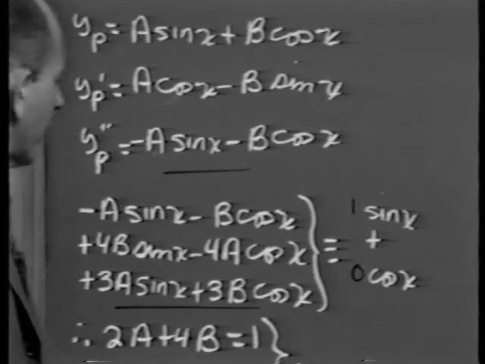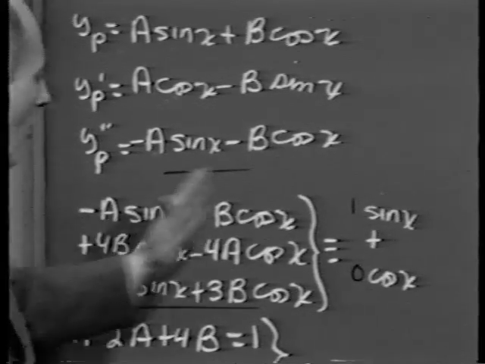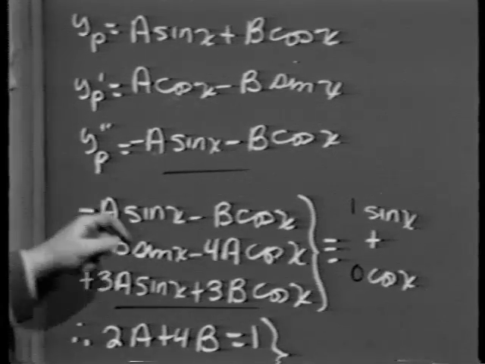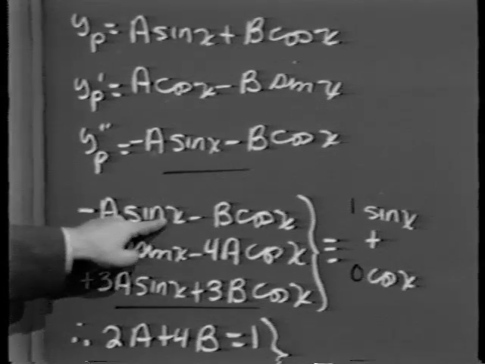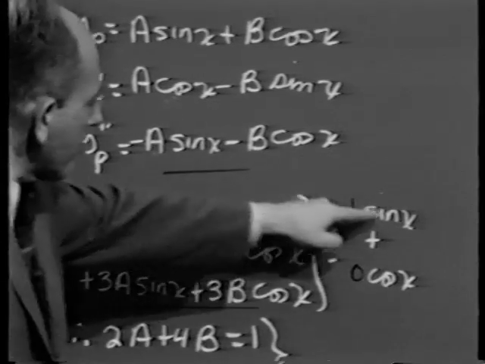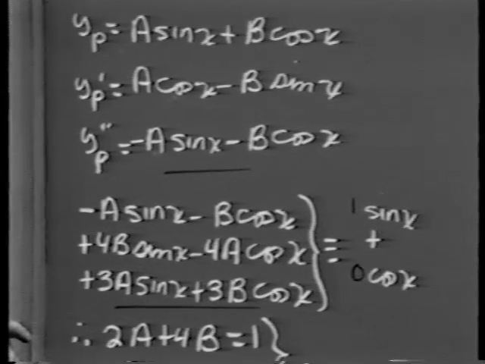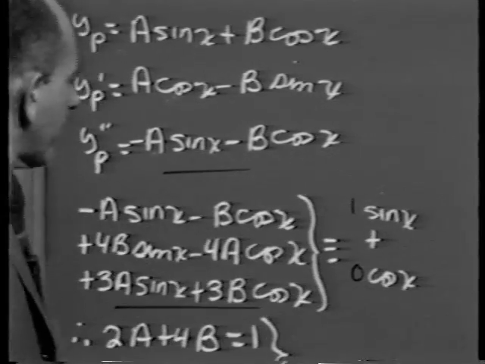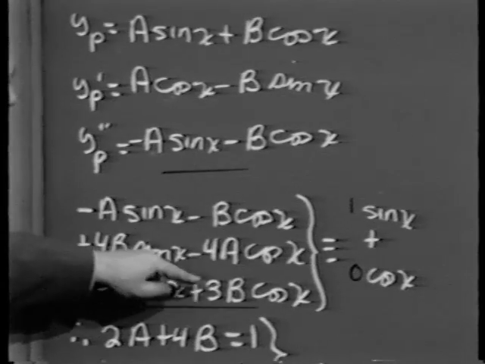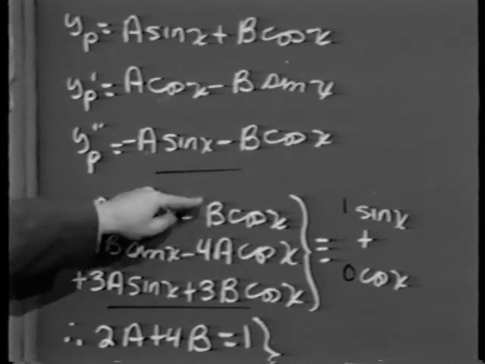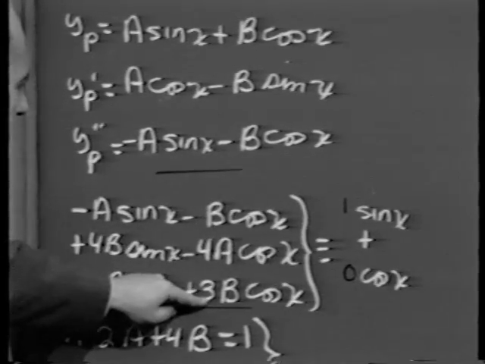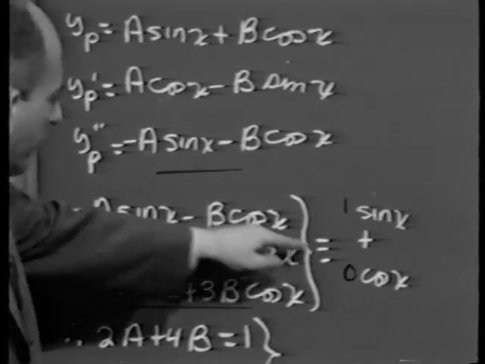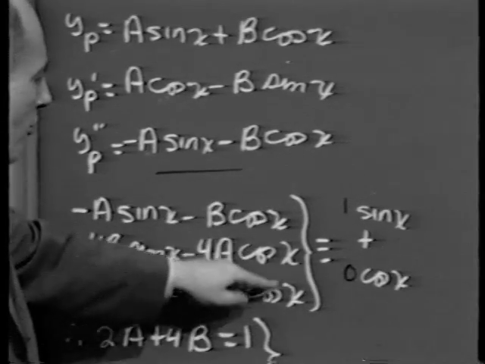The reason that I can do this, if you want justification, in other words, how do I know I can compare like terms? The answer is, well, for example, let x be 0. You see, if x is 0, all of the sine terms on both sides of the equation drop out. On the other hand, cosine 0 is 1. So if I let x be 0, notice that the left-hand side says that minus b minus 4a plus 3b must be 0.